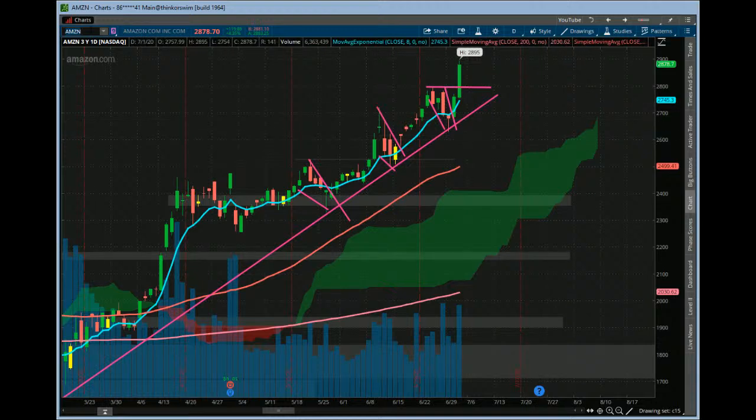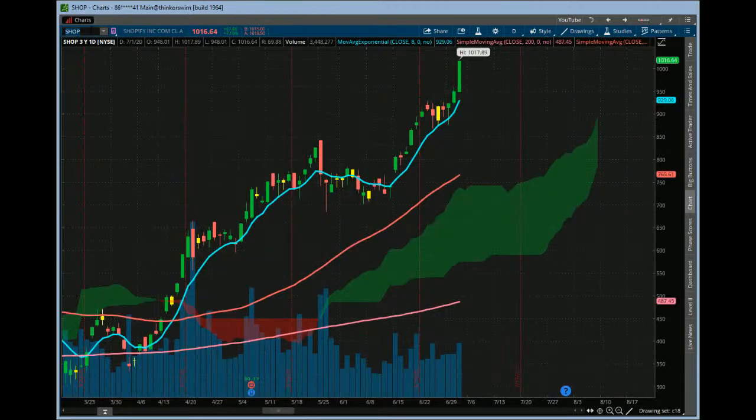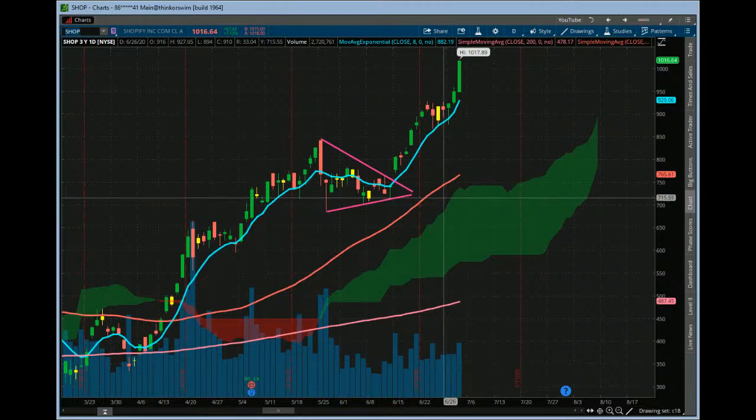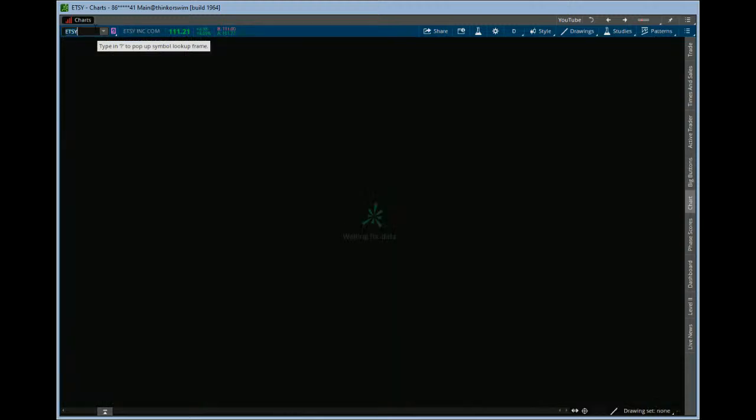And then we've got Shop. Guys, Shop is almost as much as Tesla, right? Just an incredible move today, beautiful candle, and a complete Marubozu candle on this one. So just look and see if it gets any more upside going into tomorrow. Just incredible stuff. Etsy's been really strong too.